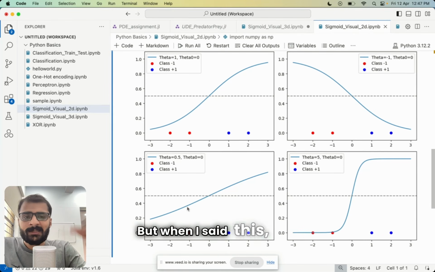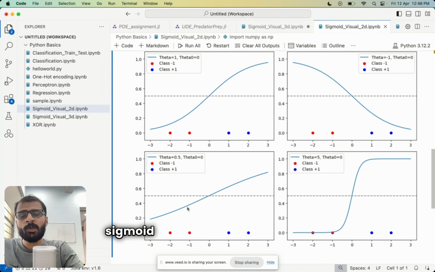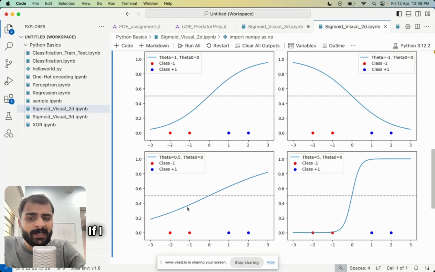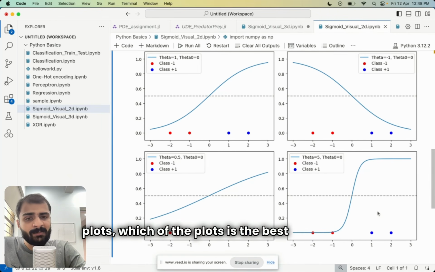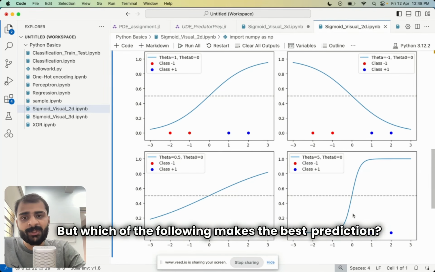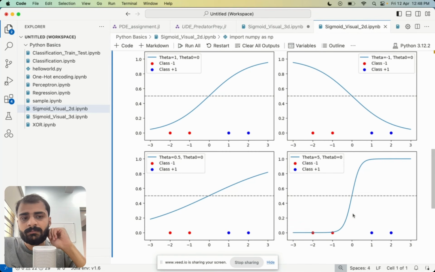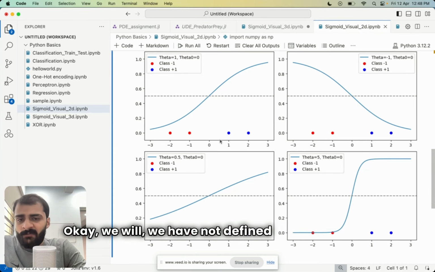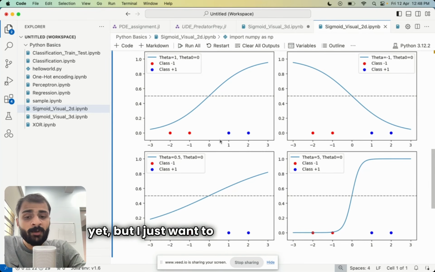But when I said this sigmoid also gives more information, now look at the more information. If I ask you the question, among these three plots, which of the plots is the best predictor, what will you say? I'll pause here for some time. So all these three make the correct prediction, right? But which of the following makes the best prediction? Okay, we have not defined the loss function yet, but I just want to give you the intuition.